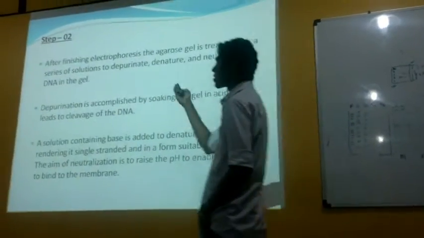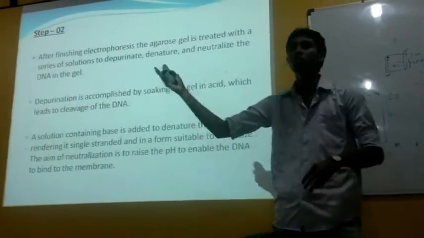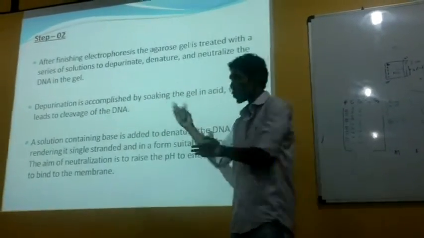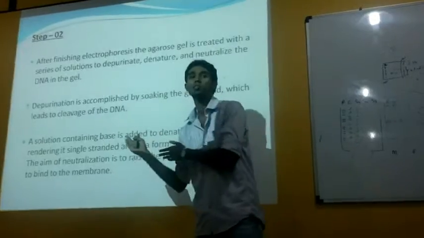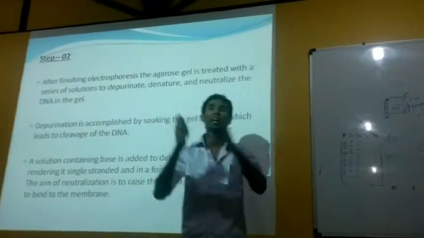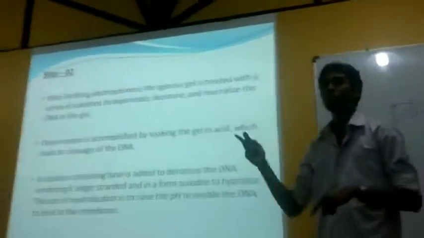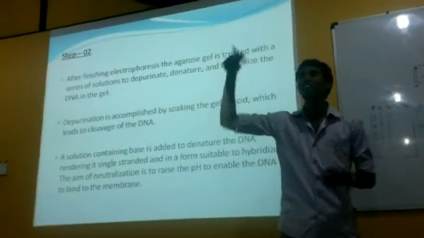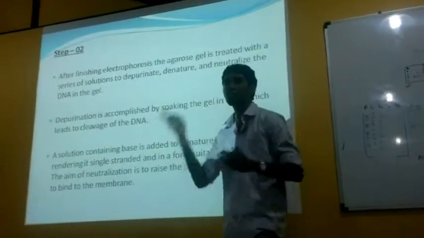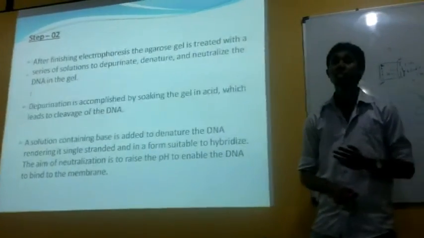Depurination does not occur at all the nucleotides. It just occurs at certain locations, to make the fragments even shorter. We'll understand this later when I explain the nitrocellulose membrane. Denaturation is the breaking of the hydrogen bonds between the two nucleotide strands. You know that DNA consists of a double helix with two strands. So you break the hydrogen bonds and separate the two strands. That is denaturation.